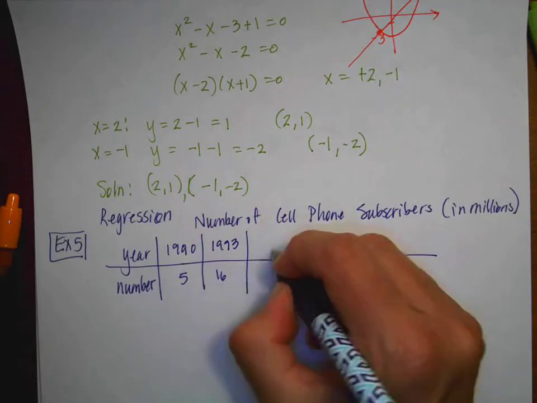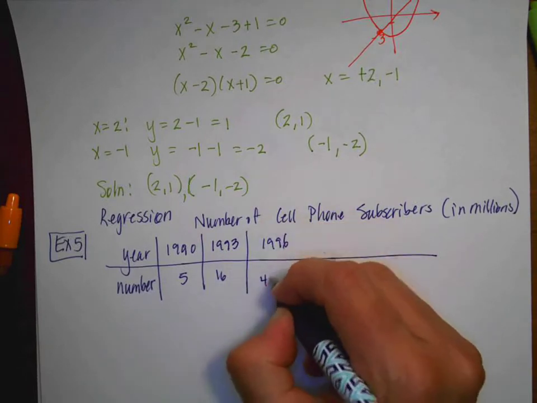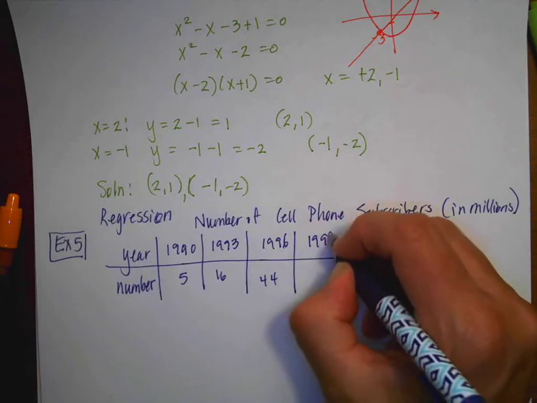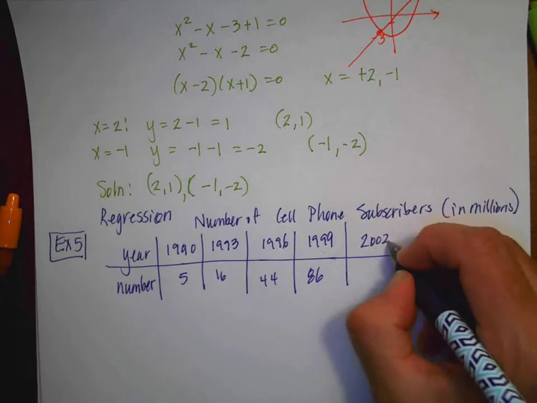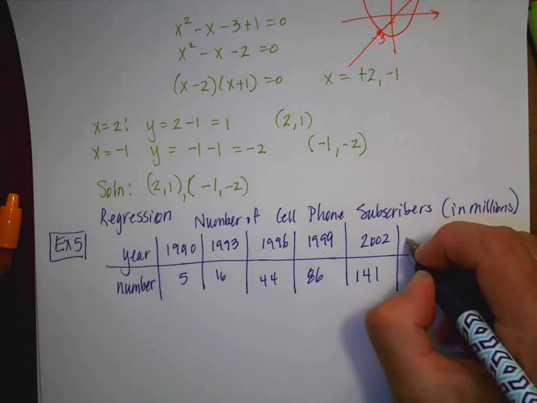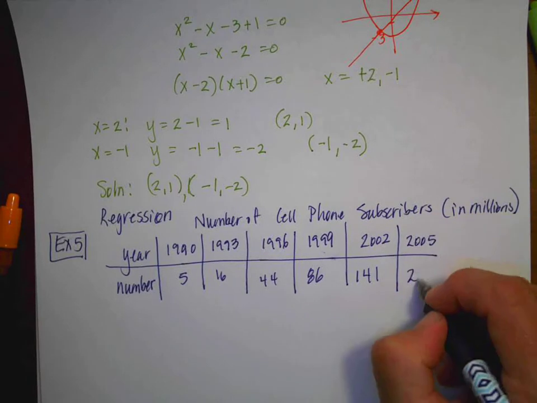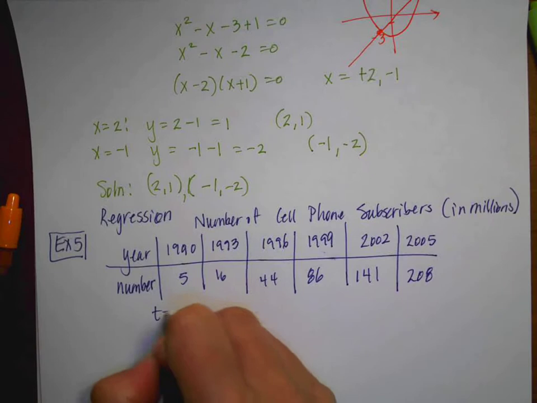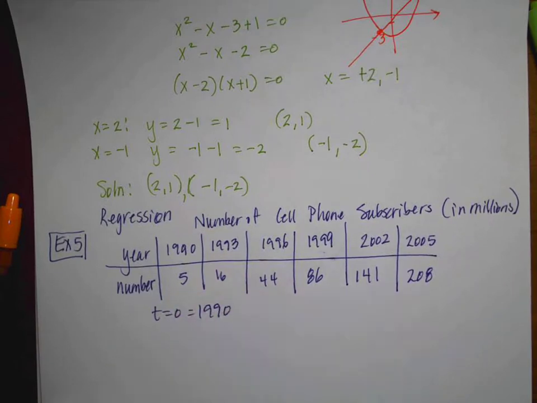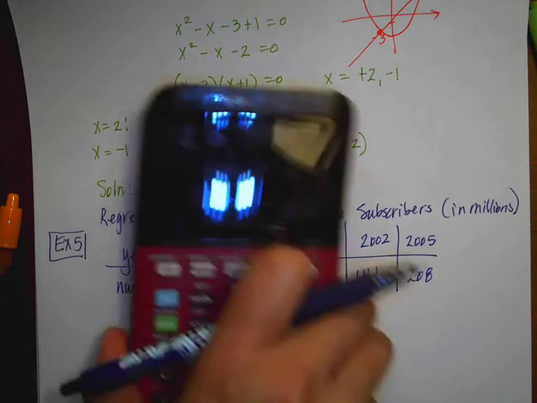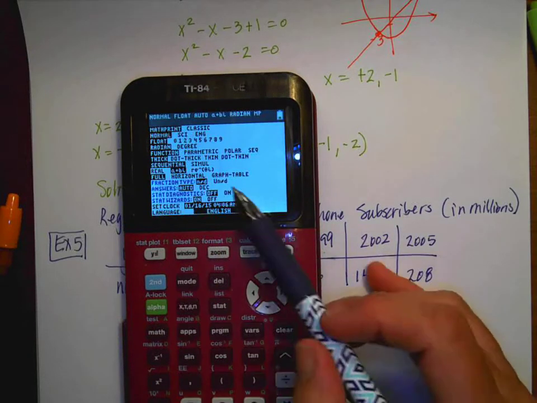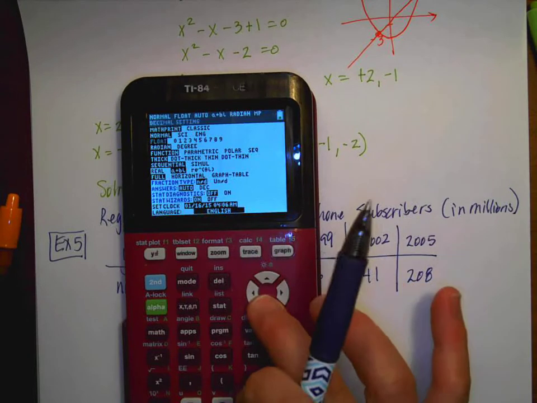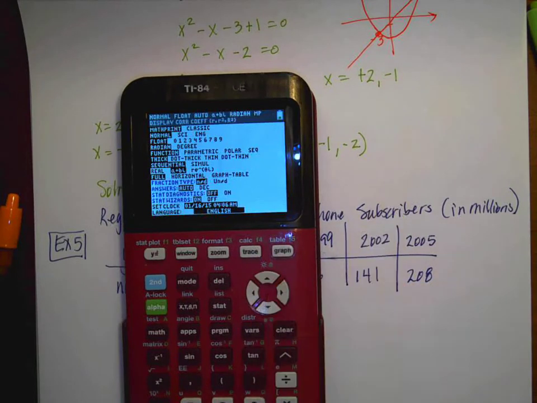All right, and then I have 1993 and 16, 1996 and 44, 1999 and 86, and then 2002 and 141. It would be really interesting to see how the model compares to values today. And then time equal to 0 is the year 1990. Alrighty, so if you will remember this process, the first thing that you want to check is we're going to go to our mode button, and we want to make sure that our diagnostics are on, and mine are not.